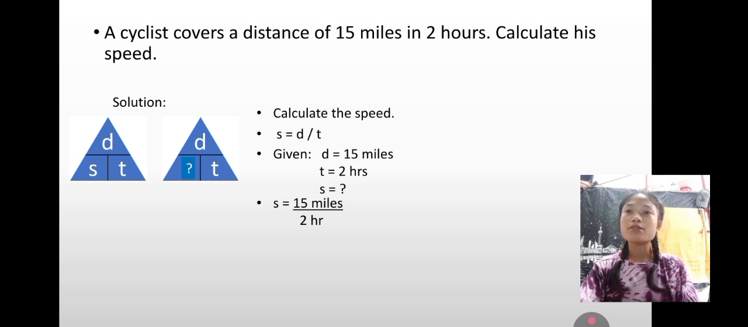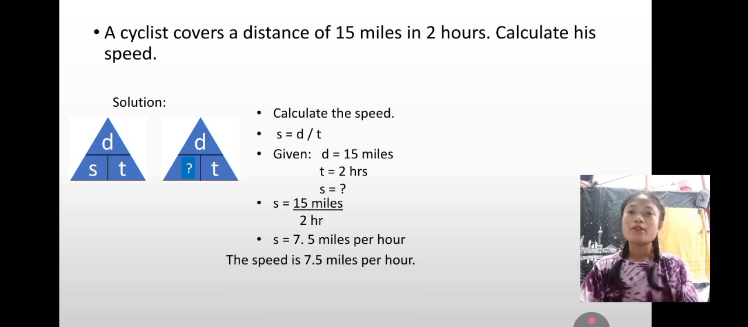Next step is substitute the values into the formula. So i-substitute na. S is equals to 15 miles over 2 hours or 15 divided by 2. So wala na tayo i-cancel out nga units dira kay dili man sila same nga units. So, 15 divided by 2 is equals to 7.5. So, we have 7.5 miles per hour.